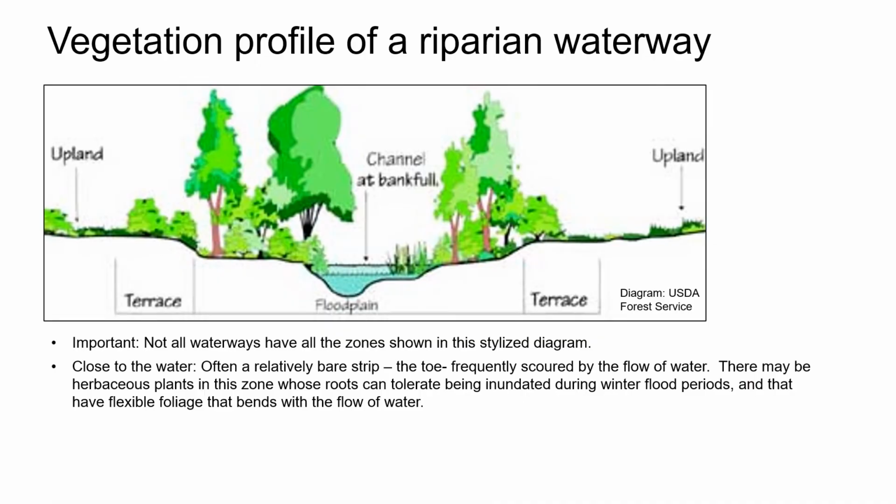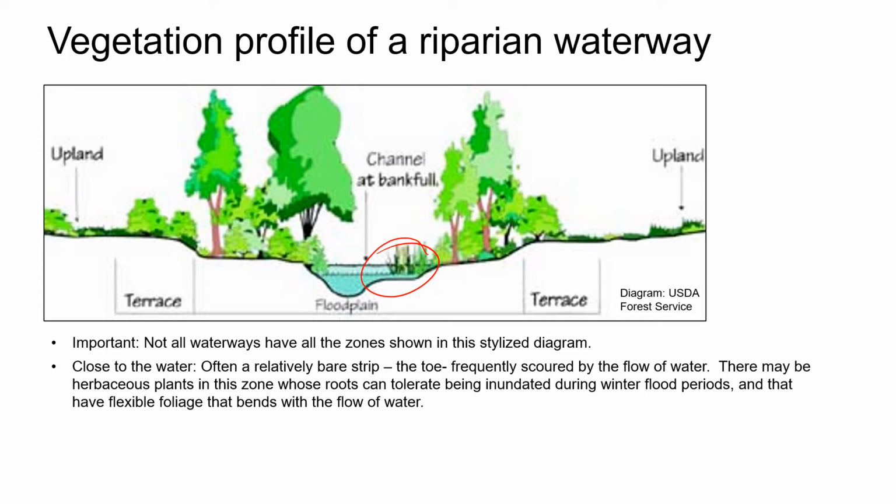In the next 4 slides, you'll learn about the vegetation profile of a riparian waterway. Remember, though, that no 2 waterways are identical, and that the diagram you can see in this slide here is a stylized profile. Not all waterways are going to have all of the elements that are in this diagram. So let's start at the water's edge, right here, and then we'll work our way outwards from the water.